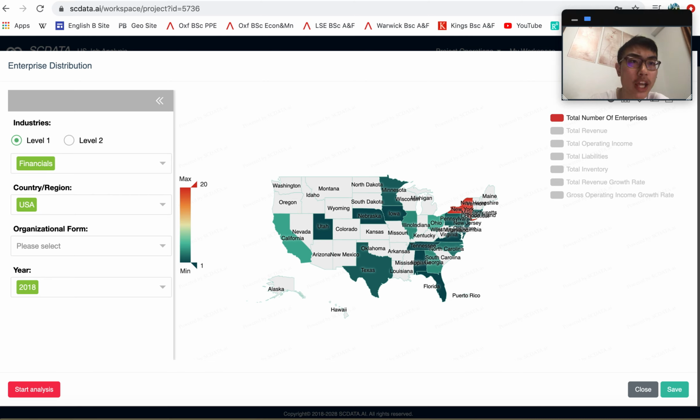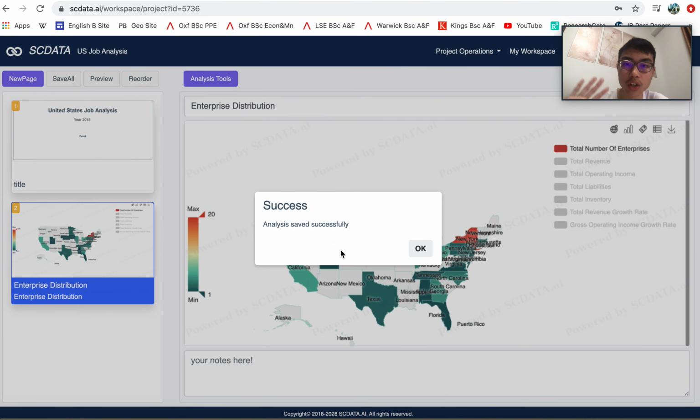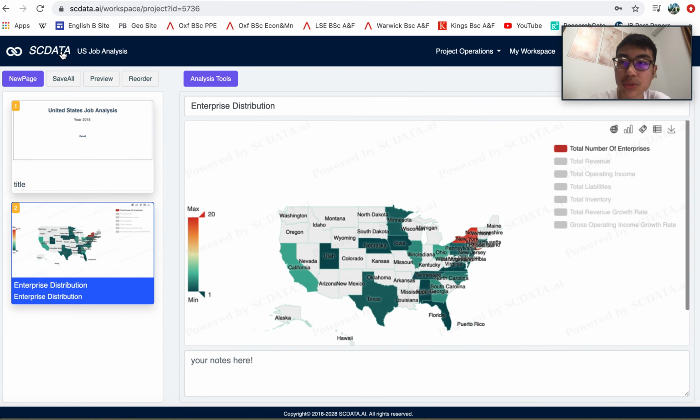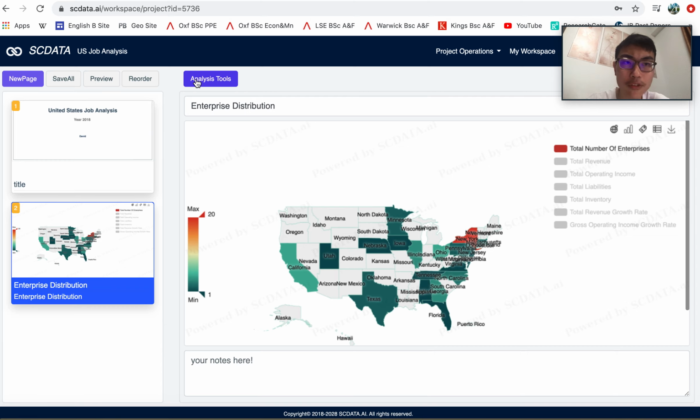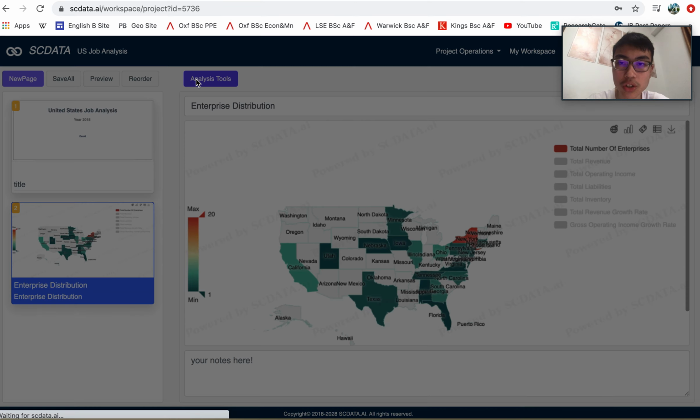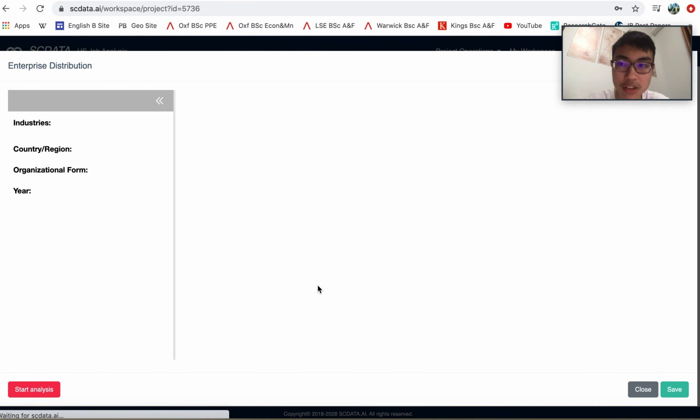So here's our enterprise distribution. I don't want to spend any more time on this. I believe it is pretty straightforward, and you can close it if you do not want to keep it, but you can also save it as well. If you save it, it means it's going to be part of your overall presentation, which you can publish later onto the website and get a shareable link for others to view. Okay. So that is about geographical distribution, GIS, Geographical Information System.